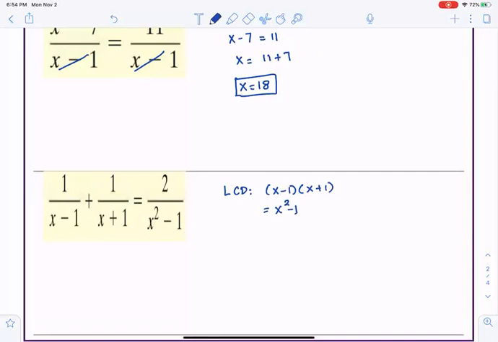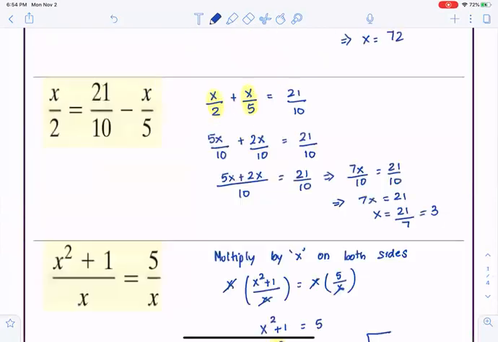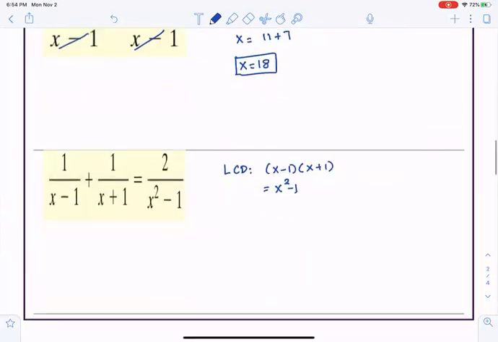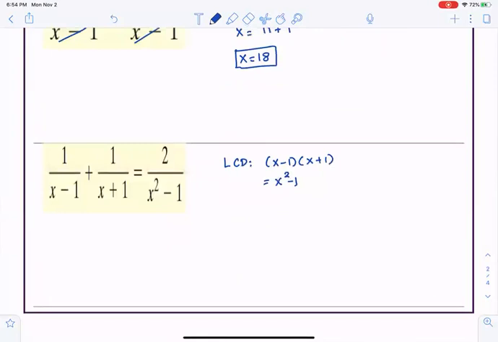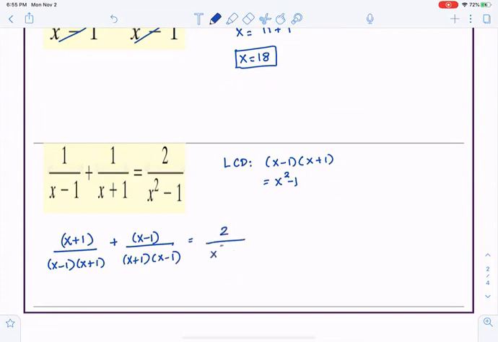So to get x squared minus 1 in the first denominator, we have to multiply and divide by x plus 1. So x plus 1 divided by x minus 1 times x plus 1. The second rational function, x minus 1 divided by x plus 1 times x minus 1. The right-hand side is 2 over x squared minus 1. So the LCD, I could write it as x squared minus 1.